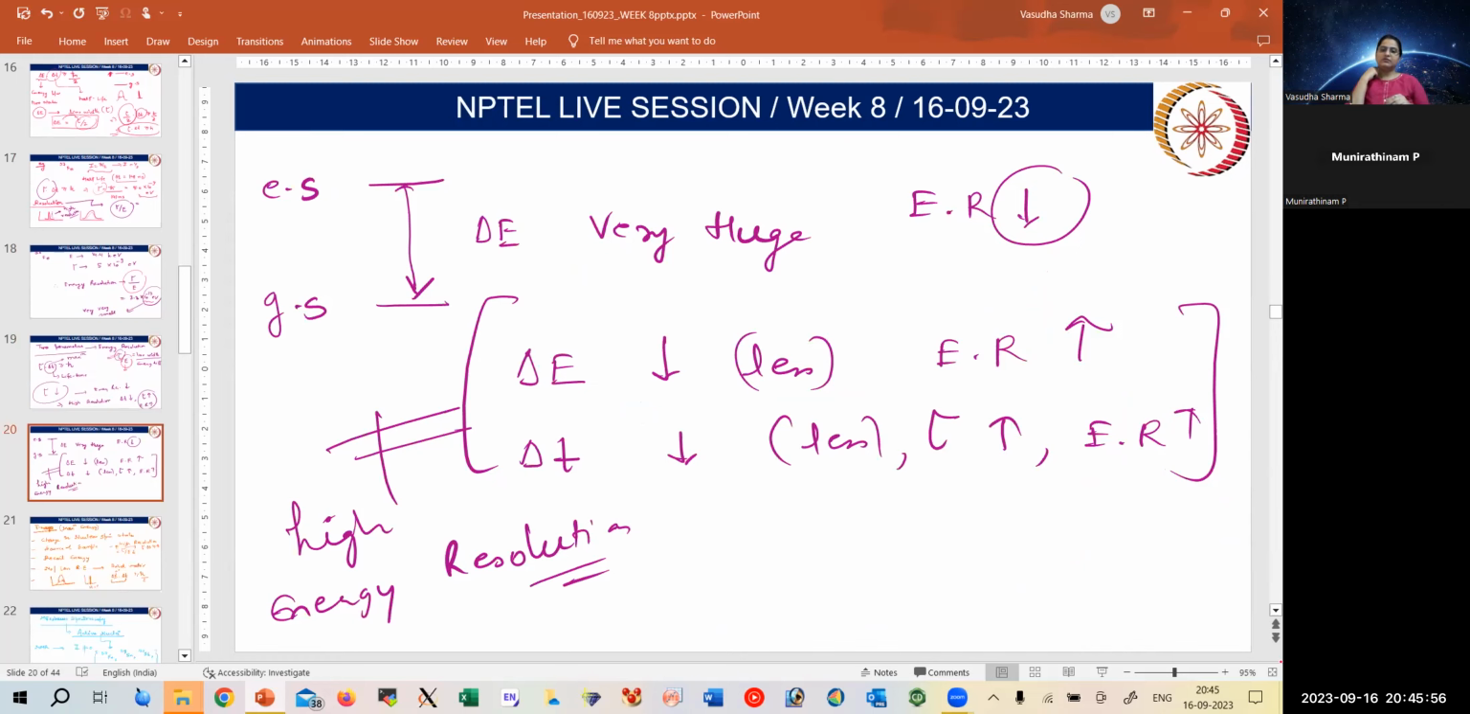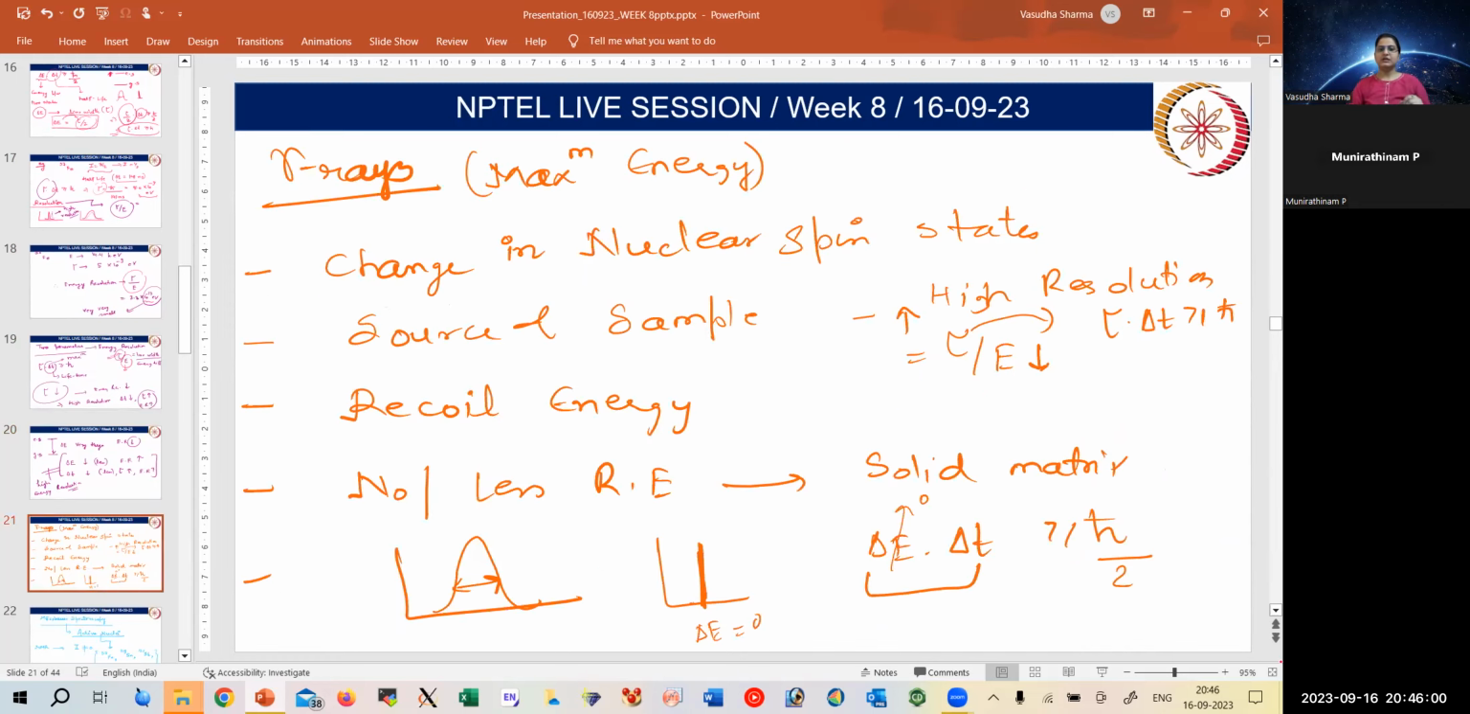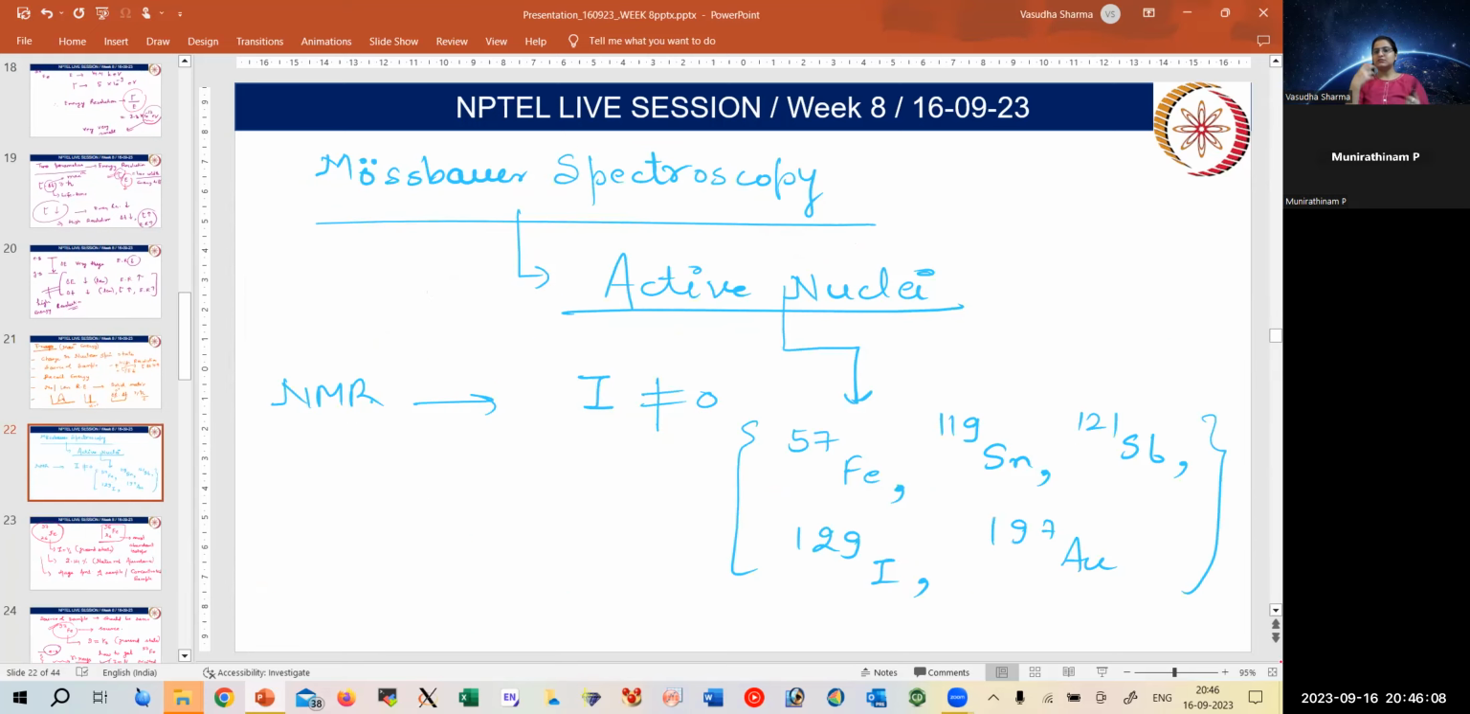So this has been explained here also. Now we understood that gamma rays change the nuclear spin state, and we understood recoil energy. Now, the main thing is that Mössbauer spectroscopy is not valid for every nucleus. There have to be certain criteria, and only a few nuclei satisfy them.